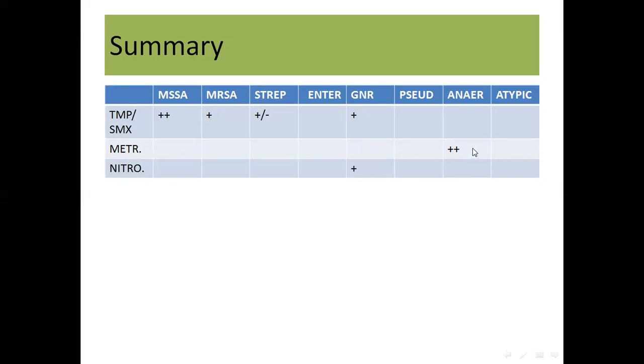Flagyl is only good against anaerobic infections. And remember, for the second time we repeat, it is not good for anaerobic bacteria species that are in the mouth. Only for anaerobic infections below the diaphragm. And the third one, nitrofurantoin, is only good for gram-negative rods, and it should only be used for uncomplicated cystitis in patients with adequate renal function.